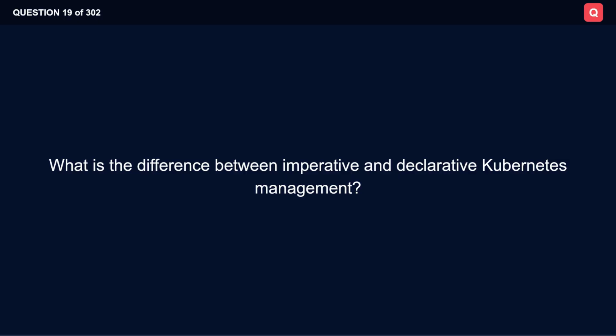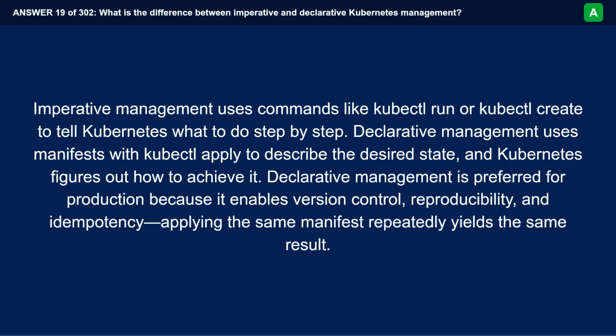What is the difference between imperative and declarative Kubernetes management? Imperative management uses commands like kubectl run or kubectl create to tell Kubernetes what to do step by step. Declarative management uses manifests with kubectl apply to describe the desired state, and Kubernetes figures out how to achieve it. Declarative management is preferred for production because it enables version control, reproducibility, and idempotency. Applying the same manifest repeatedly yields the same result.